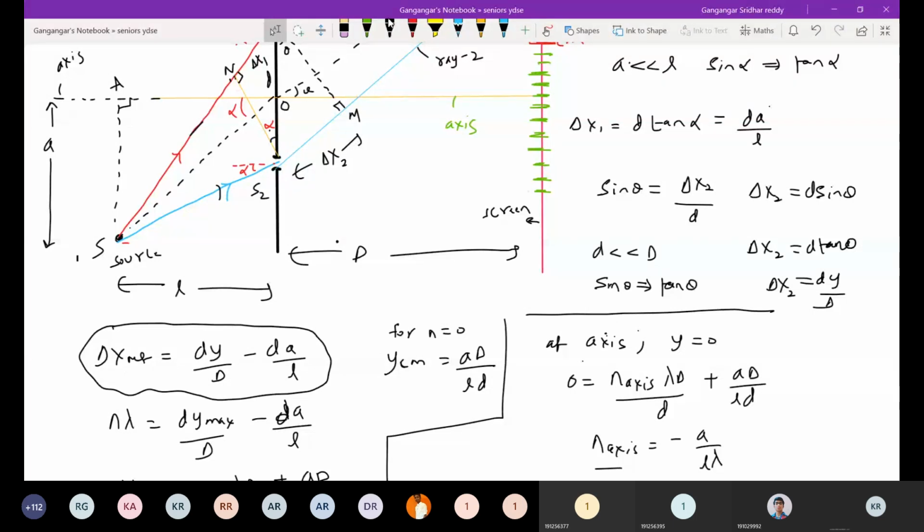Order of interference is small d by L lambda. Yes, that one. Order of interference, number of maxima. That's all. At the axis, it should be small d by L lambda. You missed d.